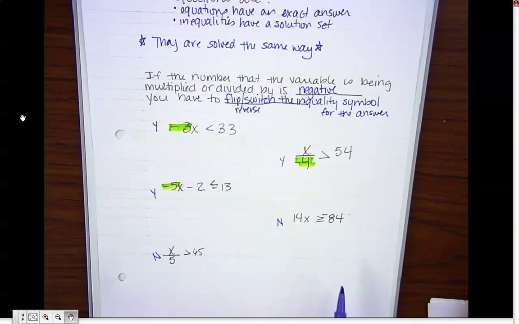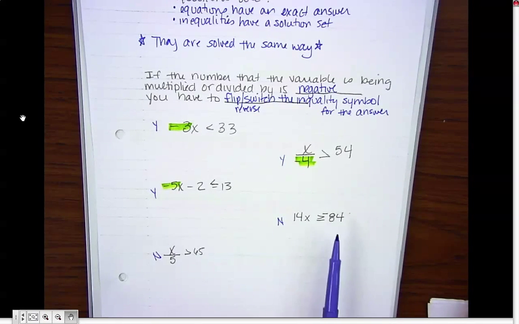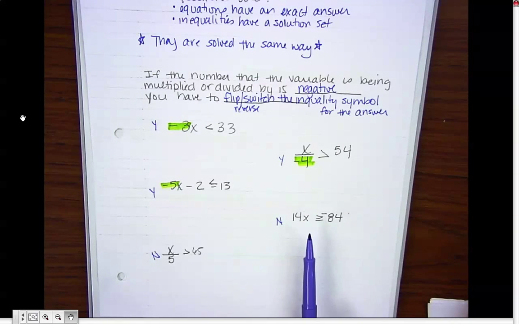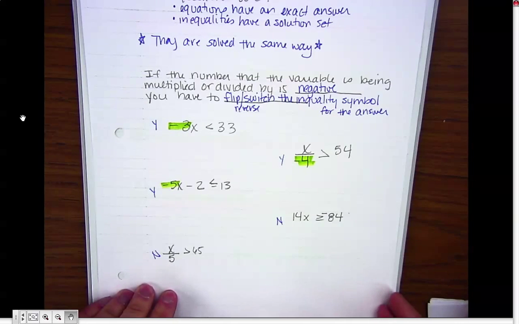It doesn't matter about the other side. It does not matter that this is -84. What matters is the number that is being multiplied or divided by the variable, the one that is with the variable, the coefficient. That's the number that matters. So, an example of what this is going to look like.